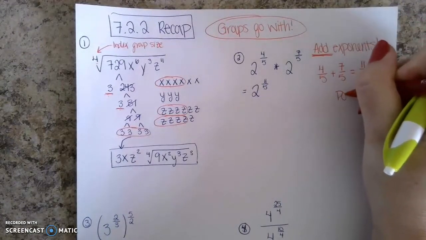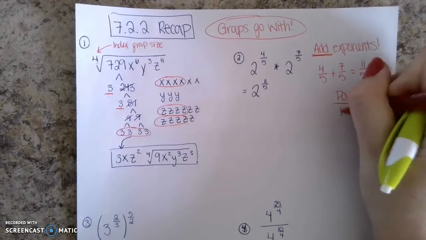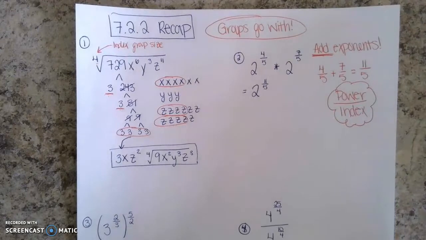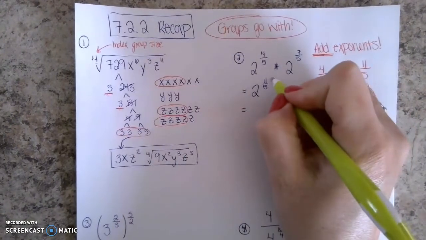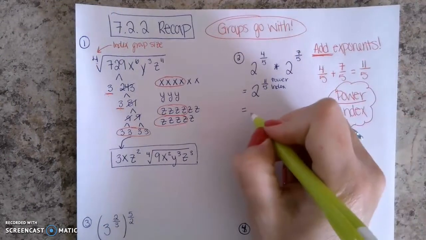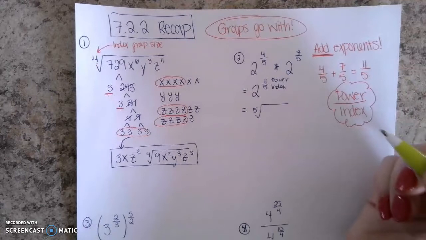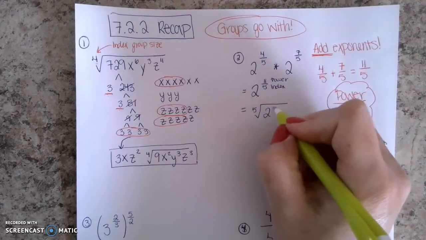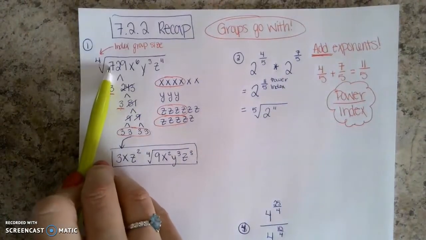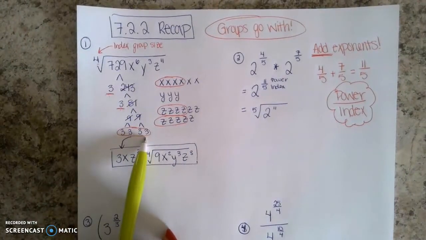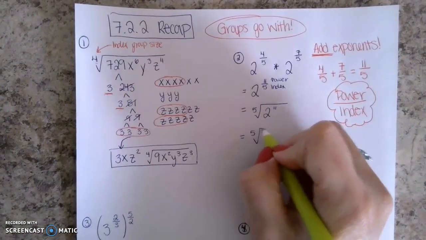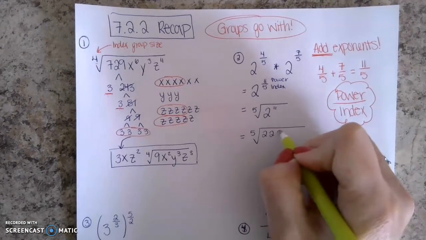I taught you guys power over index allows you to rewrite this in what's called a radical form. So power over index. So I'm going to be dealing with the 5th root of 2 to the 11th power. All right, now we're back to here. Now we can find our groups and rewrite this simplified. So let's go ahead. 5th root of 2 to the 11th.